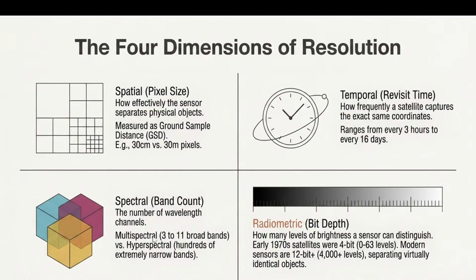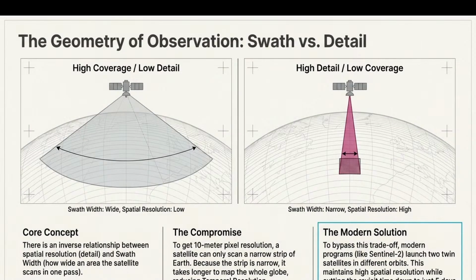Spectral, basically band number. Okay. Then radiometric is the level of brightness a sensor can distinguish. So 4-bit, and now 12-bit is also available, and modern sensors also use it. So now it's very important. Basically, if you check the geometry of observation, it is a trade-off of coverage versus detail. So high coverage, low detail, and high detail, low coverage.